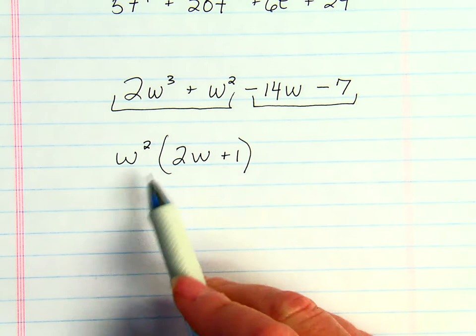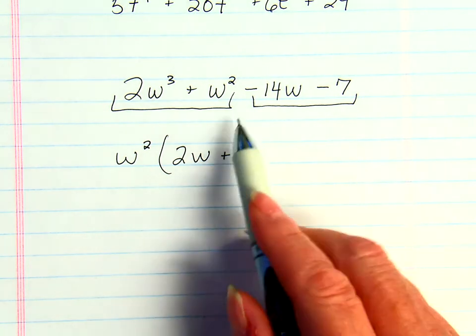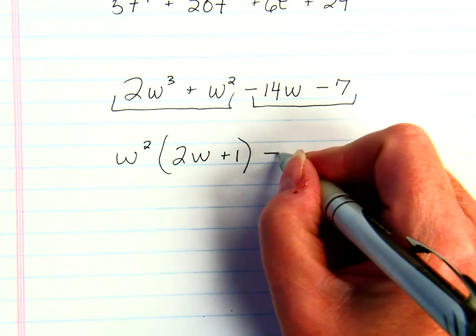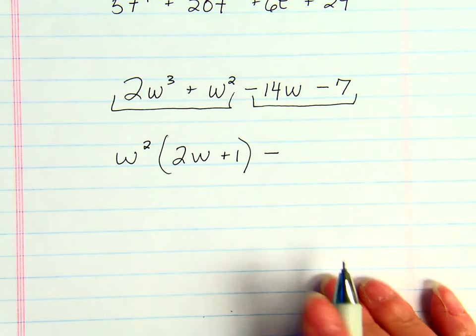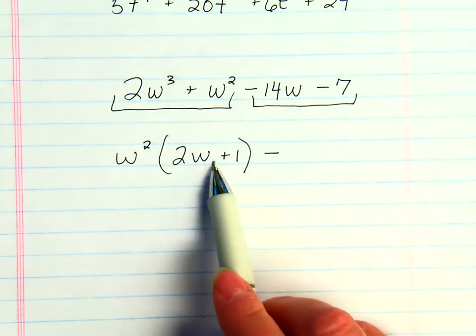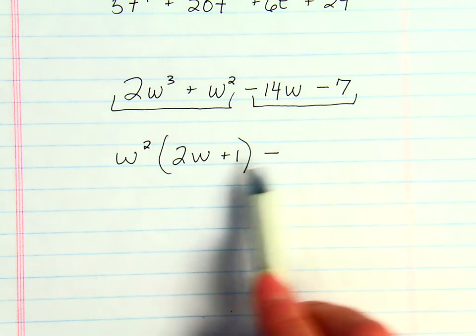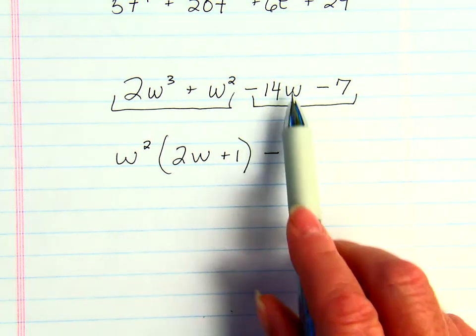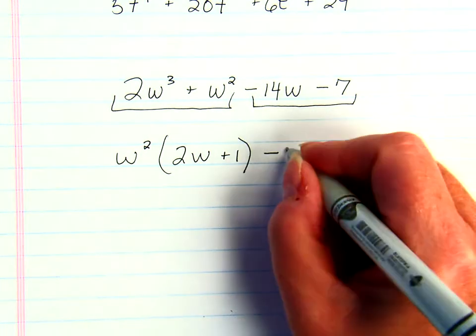So, always mentally check yourself that that's right. Now, what I'm going to do is put a negative here, knowing that this has to be the same in both places. And I'm going to pull out a 7.